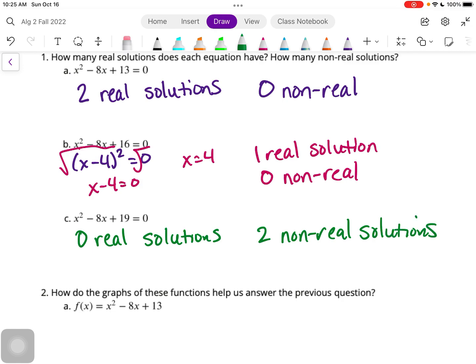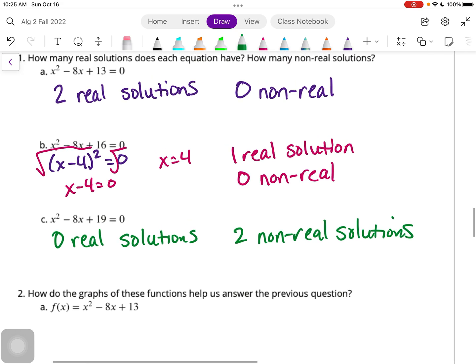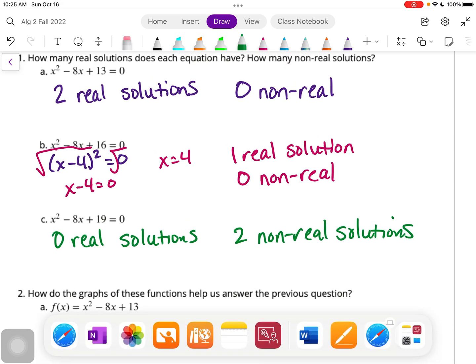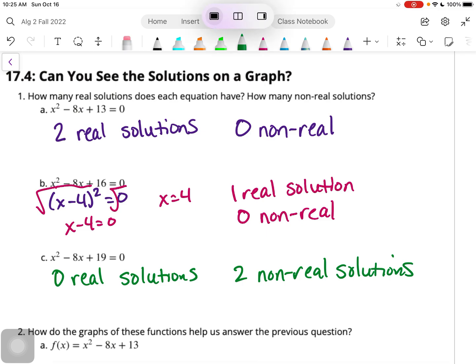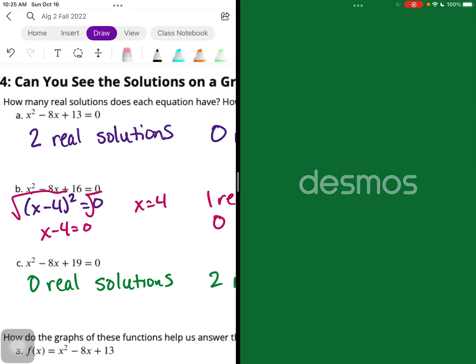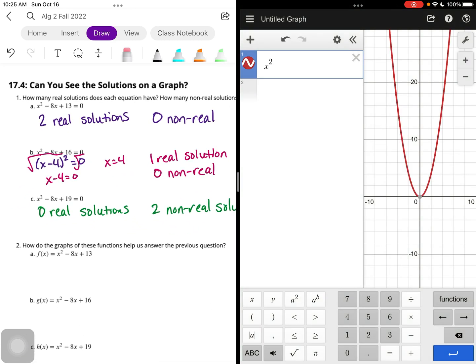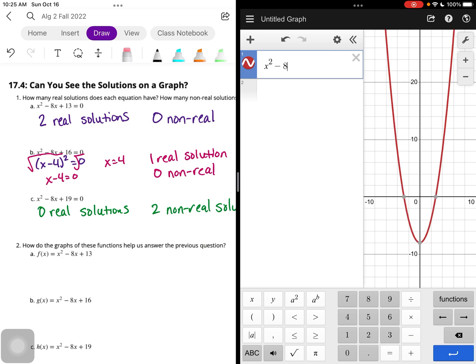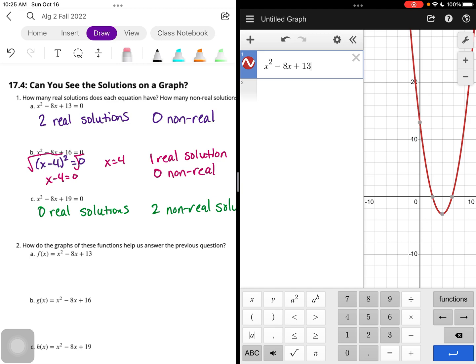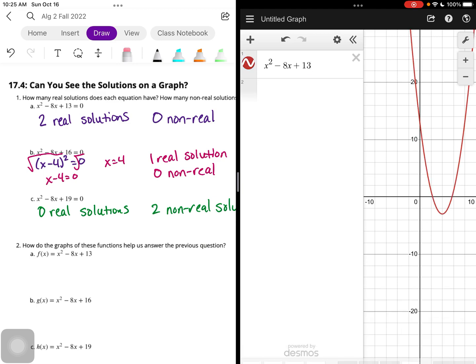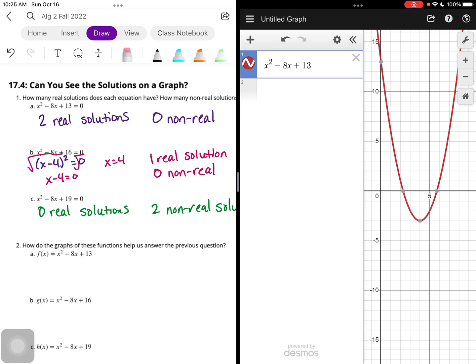And we can take a look at the graphs of these. I'm going to keep that page up there. I'm going to make that a little bit smaller. So I'm going to type in x squared minus 8x plus 13. And you can see that it crosses the x-axis in 2 places, and those are actually the approximations of the answers that we got in 17.3. So you can see that there's 2 real solutions. It crosses that x-axis in 2 places.